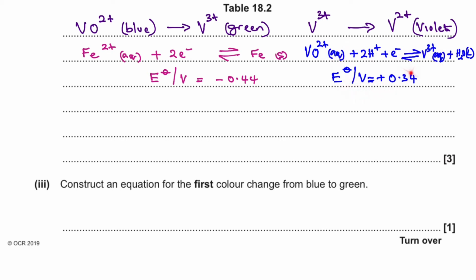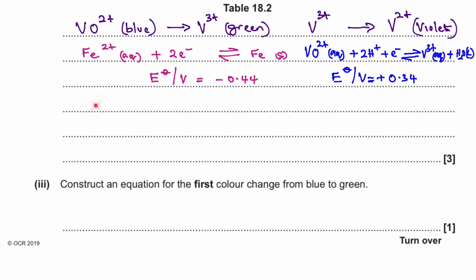Right, so this is V3+. This one is plus 2, and oxygen is minus 2. Minus 2, what can I add to minus 2 to get plus 2? I have to add plus 4. So V is plus 4. Plus 4 minus 2 gives plus 2. So V is plus 4 here, and V is plus 3 here. So it has been reduced, as it's a reduction potential.